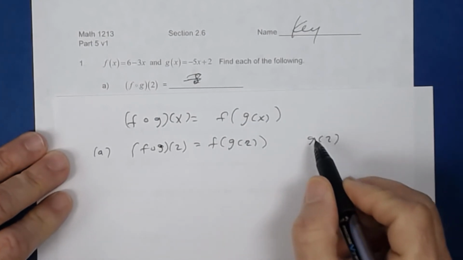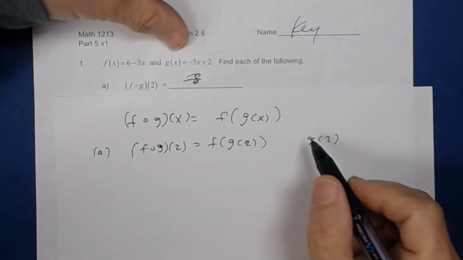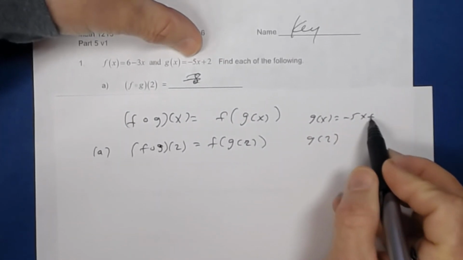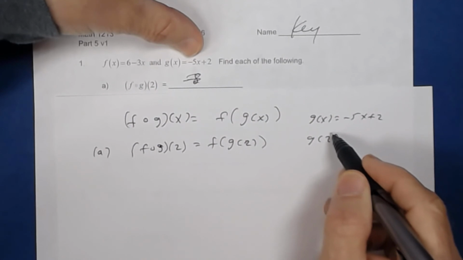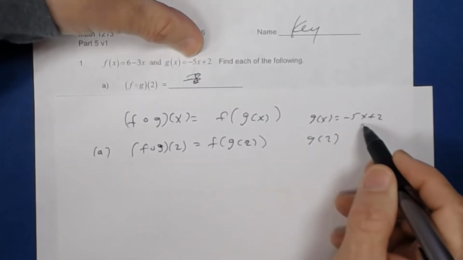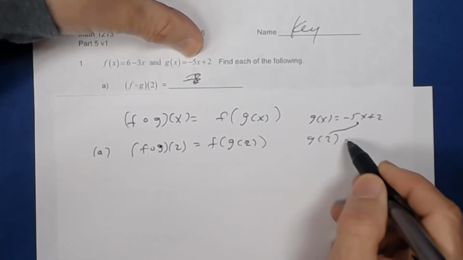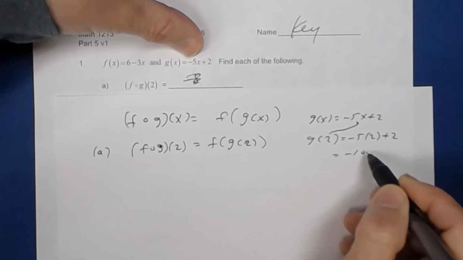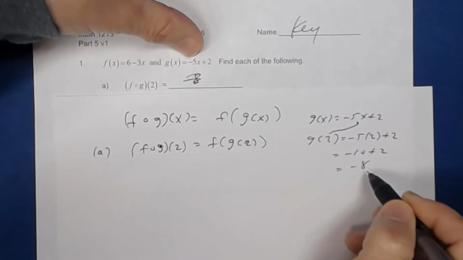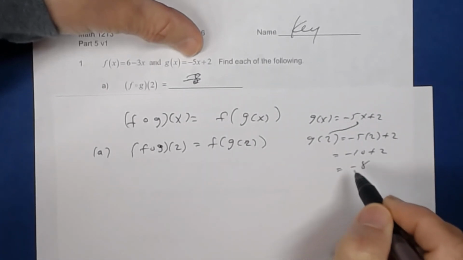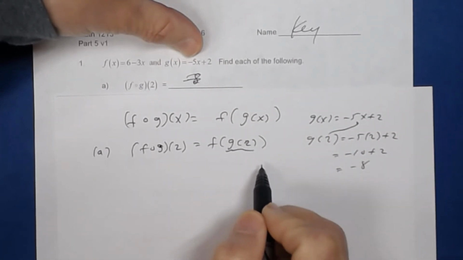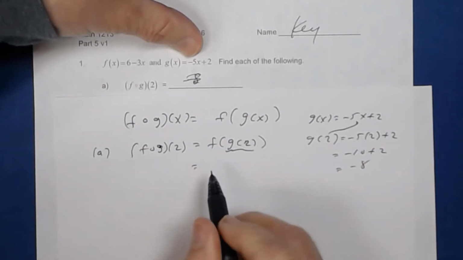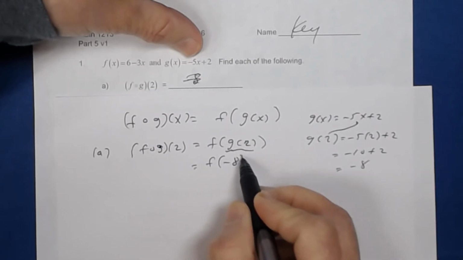To figure out g of 2, I've got to first know what the function g of x is. Well, that's here. g of x is negative 5x plus 2. Whatever my variable is, I'm going to substitute 2. So I get negative 5 times 2 plus 2. That's negative 10 plus 2, which is negative 8. Now remember, that's just g of 2. So now I've got to come back and take this negative 8 and put it inside of function f. So that means f of negative 8 this time.